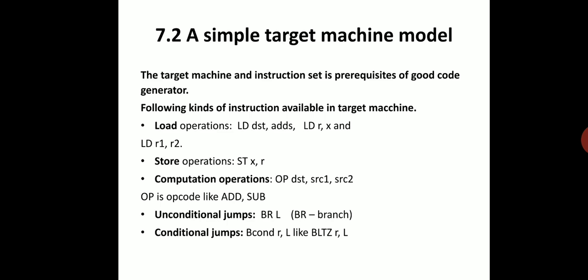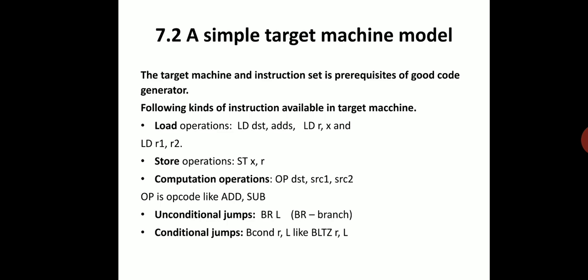Then while constructing the code generator, we need to have the knowledge about the instructions used by the target machine. So what instructions can be available in the target machine? So some load instructions can be there. So for example, the form of load instruction is LD, load destination comma address, that is this address needs to be loaded into the destination. For example, load R comma X, that is X is loaded into R. Load R1 comma R2, that is register R2 is loaded into R1.